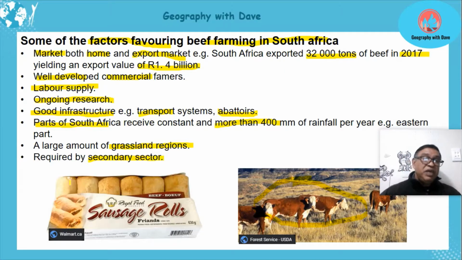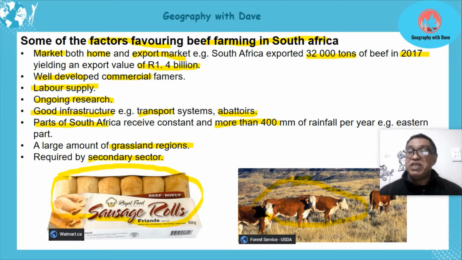Now, this is making me a bit hungry, but I'll live with it till after the presentation. And get my family to make some of this for me. For instance, sausage rolls, beef sausage rolls.